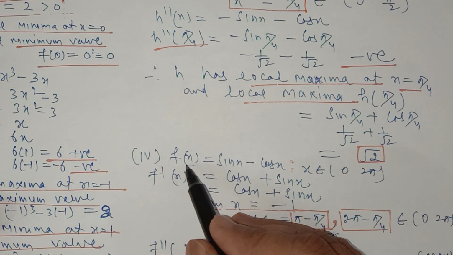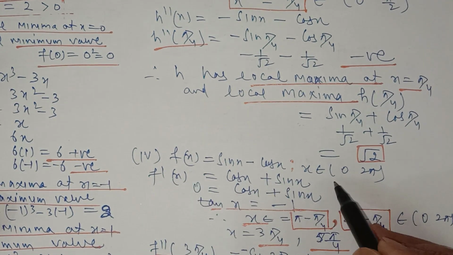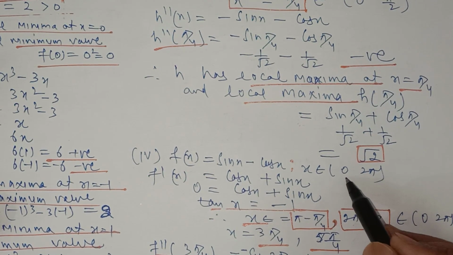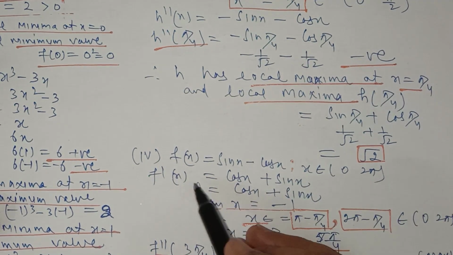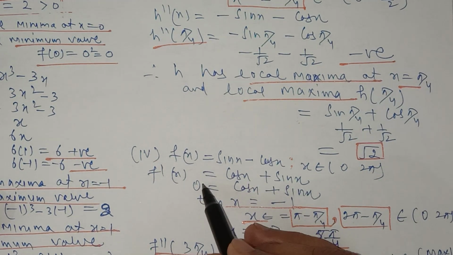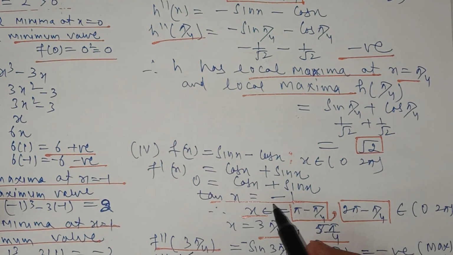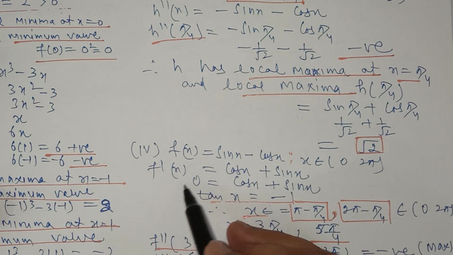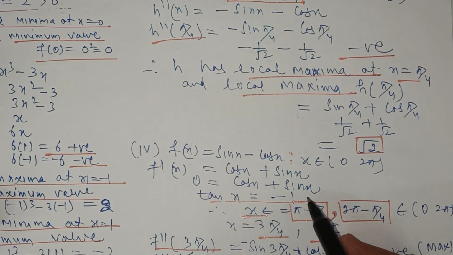Now in the fourth part, we have sin x minus cos x, and the interval is between 0 to 2 pi. Now find its first derivative, which is coming out to be cos x plus sin x. Put it equal to 0, and tan x will be equal to minus 1. Take sin x upon cos x, which is tan, so tan x equals minus 1.